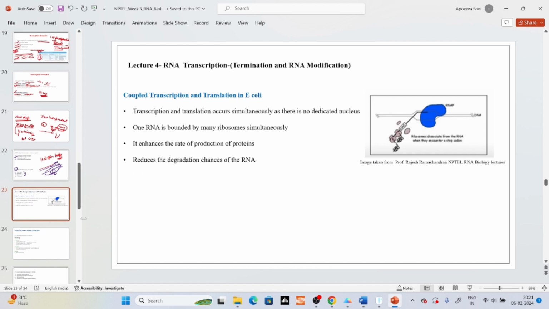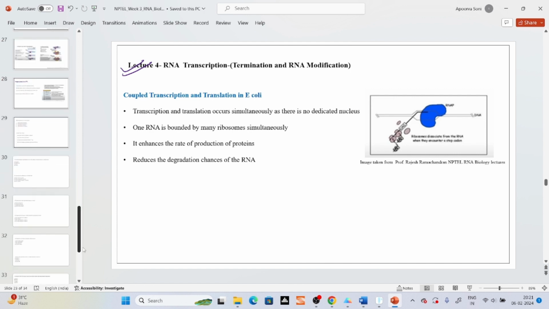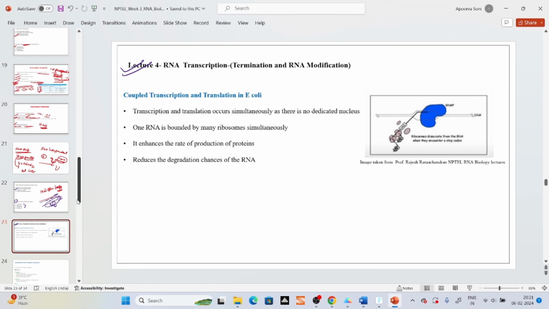Okay. Next, we are now at lecture 4. So we have 2 more lectures left, and I think then we will have a couple more questions. Fine. Termination and RNA modification. So we have already studied that in E. coli, coupled transcription takes place. That means transcription and translation occur simultaneously because there is no dedicated nucleus.